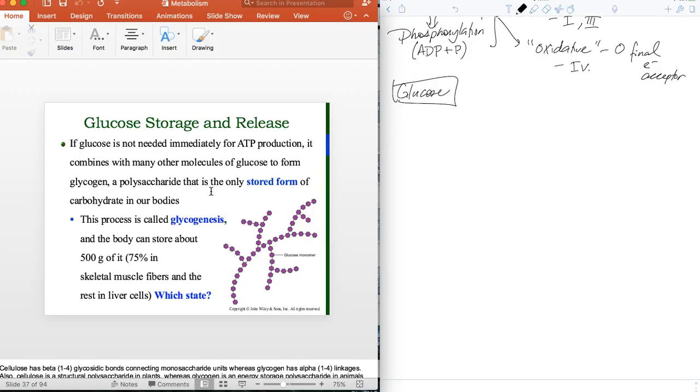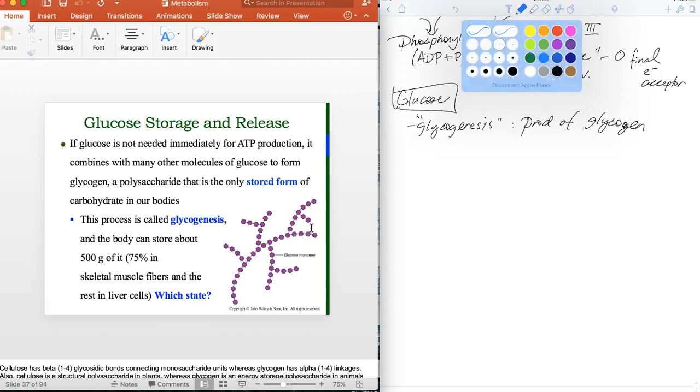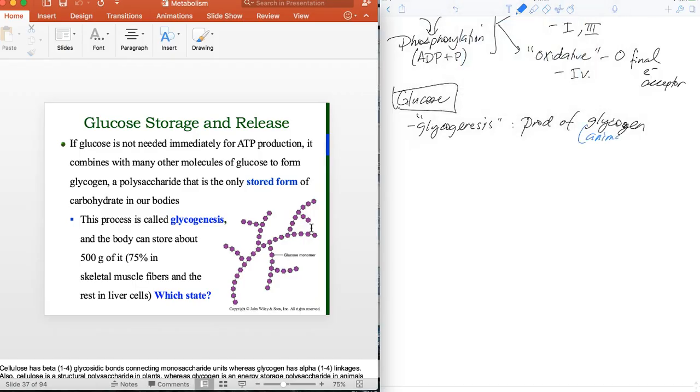There's a term called glycogenesis, and that glycogenesis is going to be the production of glycogen. Remember that glycogen was this multi-branch structure here, which is really the way that we store glucose. So this is the animal storage form of glucose.